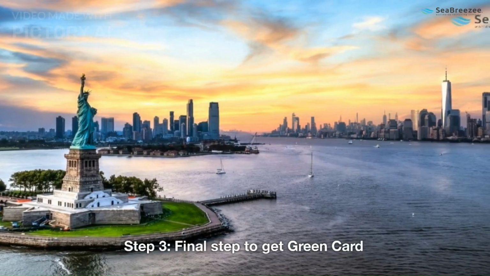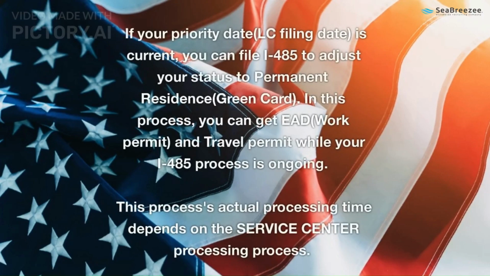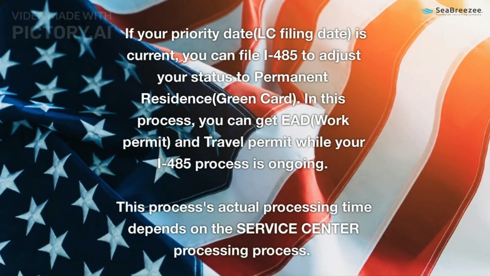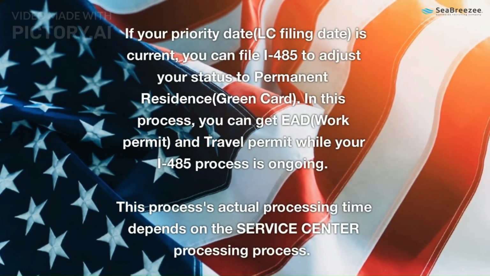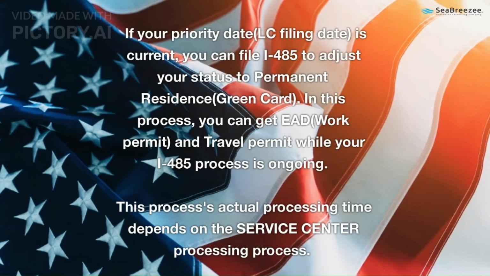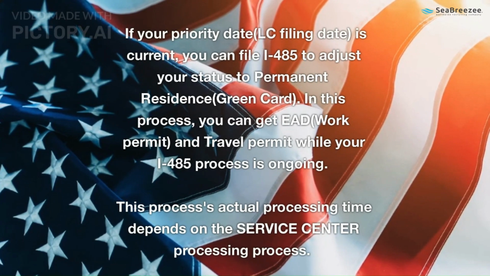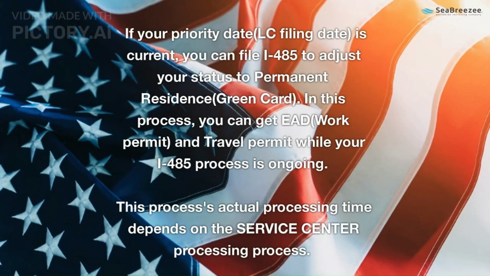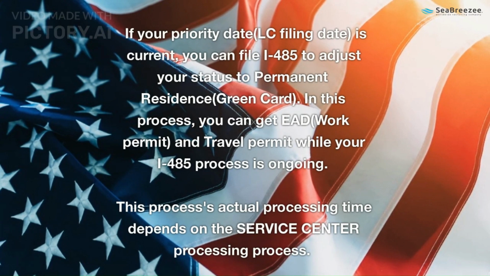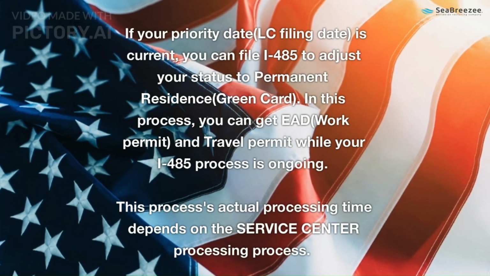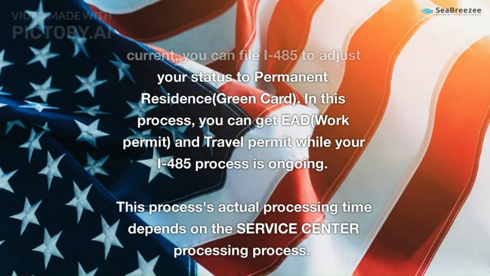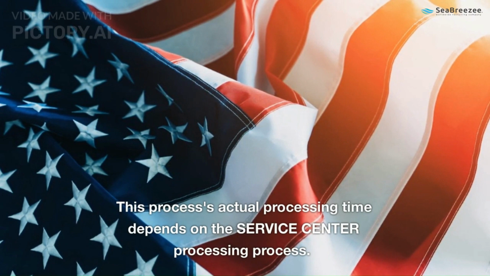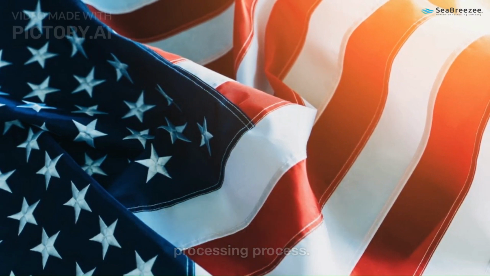Step 3. Final step to get green card. An EB3 applicant who applied in the USA needs to submit Form I-485 Adjustment of Status to get EAD, travel permit and green card. If your priority date, LC filing date, is current, you can file I-485 to adjust your status to permanent residence, green card. In this process, you can get EAD, work permit, and travel permit while your I-485 process is ongoing. This process's actual processing time depends on the service center processing process.